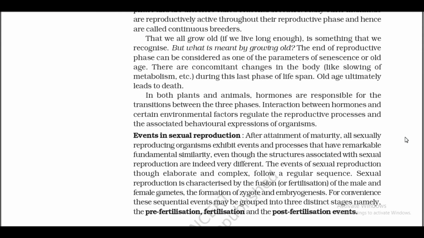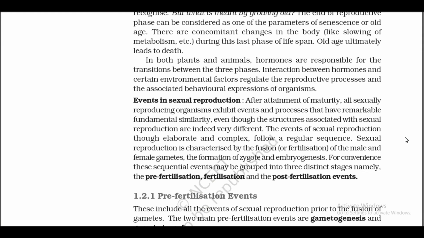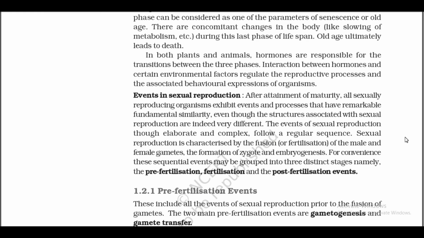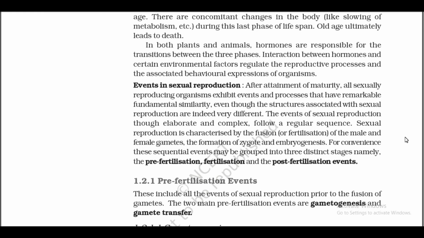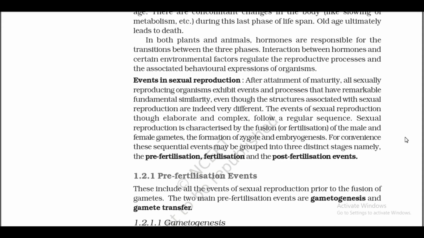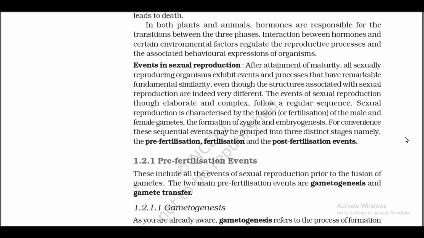In both plants and animals, hormones are responsible for the transitions between the three phases. Interaction between hormones and certain environmental factors regulate the reproductive processes and associated behavioral expressions of organisms. Events in sexual reproduction: after attainment of maturity, all sexually reproducing organisms exhibit events and processes that have remarkable fundamental similarity, even though the structures associated with sexual reproduction are indeed very different.